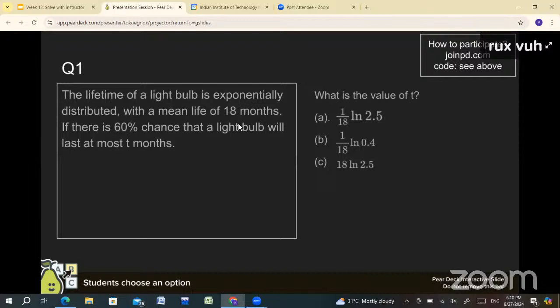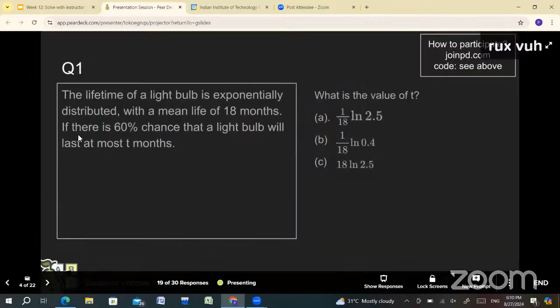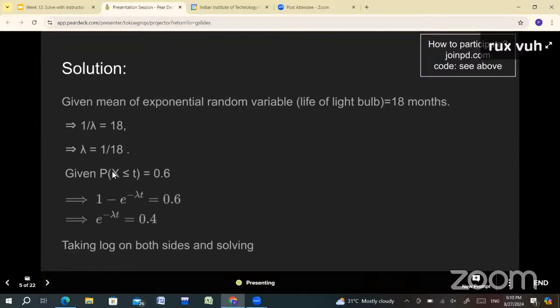Yes, 1 by lambda. So here 1 by lambda is equal to 18. From here you can get the value of lambda, which is 1 by 18. Now the question says there is a 60% chance that a light bulb will last at most t months. So we have to find the probability of x less than or equal to t. It is given as 0.6, and we have to calculate the value of t from here. Have you all understood till here?